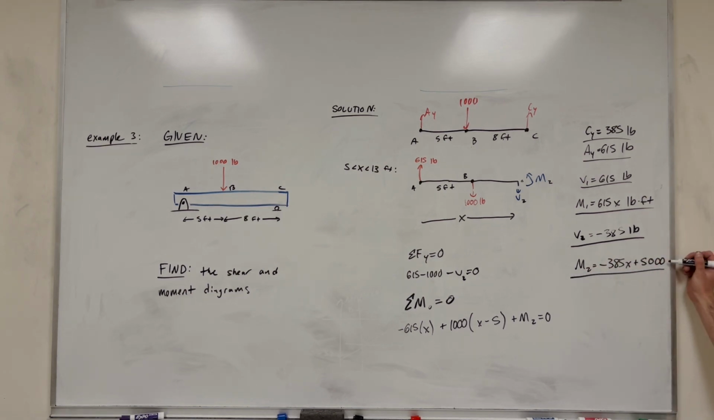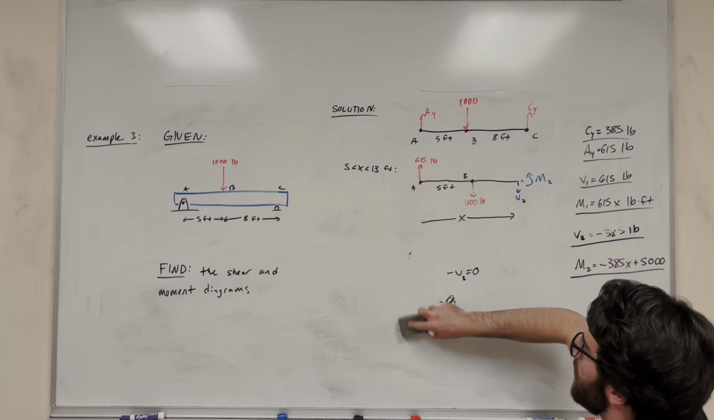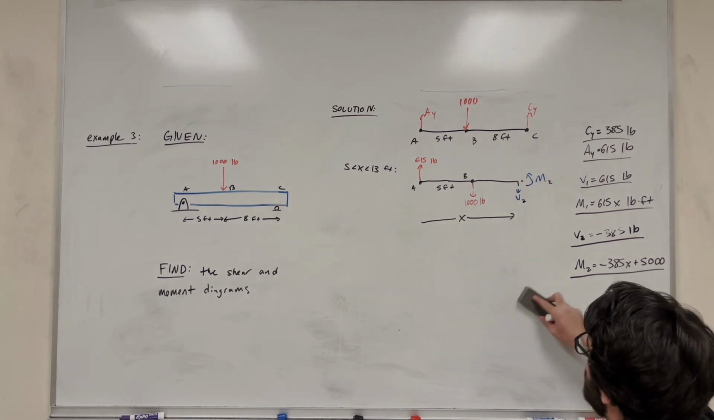And as you can see, if you take the derivative of the moment, we get the shear. So now we have these 4 equations: one equation for V1 and V2, and an equation for moment 1 and moment 2. So now we just need to graph these as piecewise functions, basically.